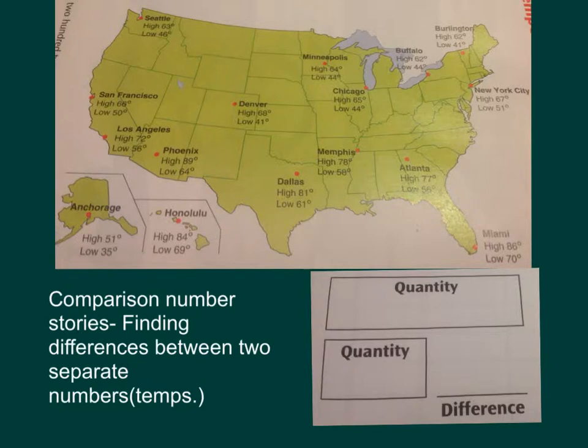So, mathematician friends, as I stated in the learning intentions and success criteria, our goals are to work on comparison stories. Comparison number stories really are finding differences between two separate numbers. In this case, the numbers are temperatures, such as a high and a low temperature. We can use this little graph here to help us along our way as well.